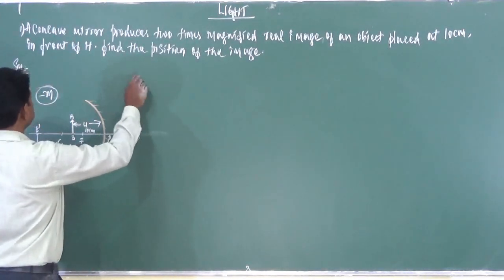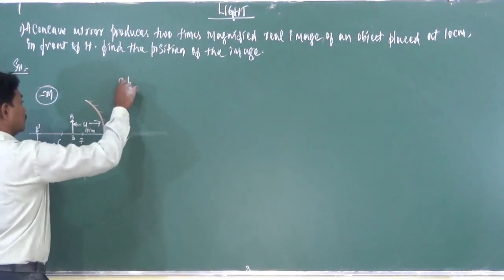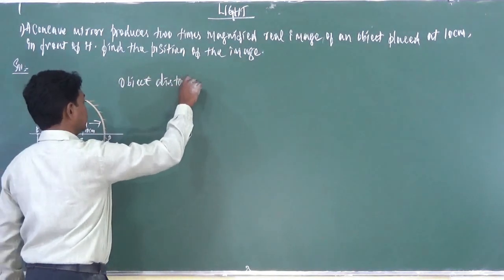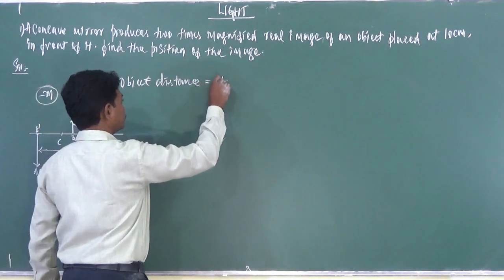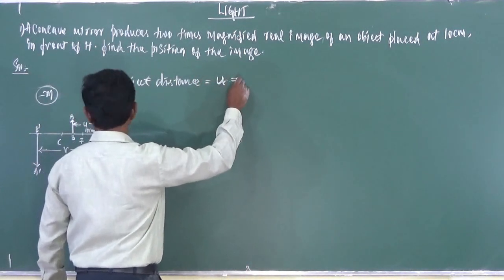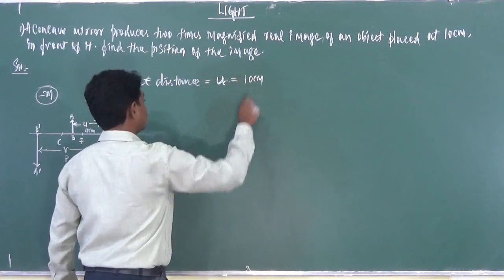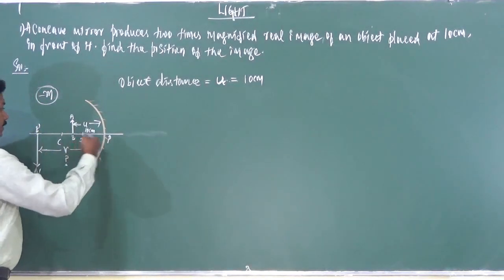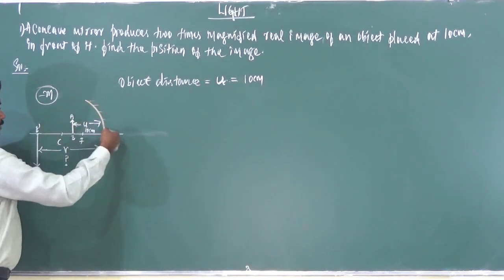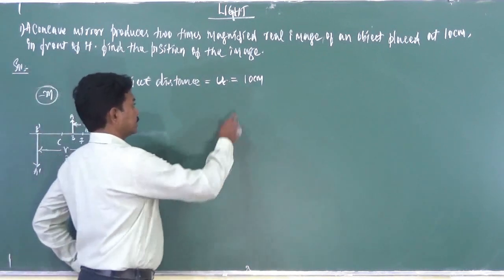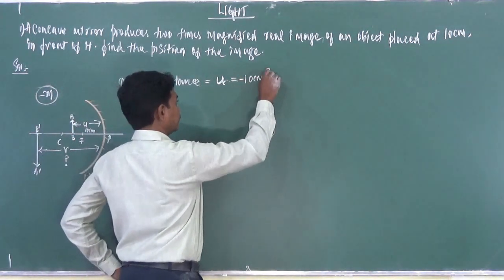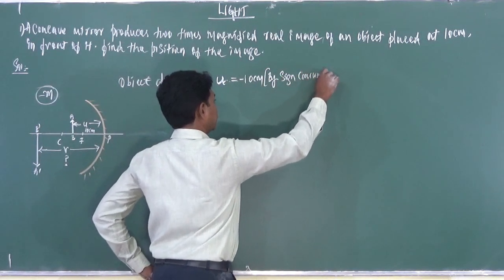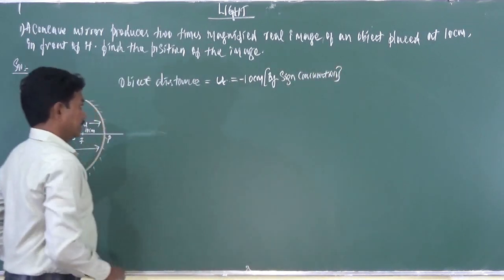Let us get into this. So here, object distance is indicated by U, right? So U is equal to 10 centimeters. U is equal to 10 centimeters means you are measuring this 10 centimeters against the direction of the incident light rays. Therefore this should be taken as minus 10. So U is equal to minus 10 by sign convention. You have to write this, by sign convention.